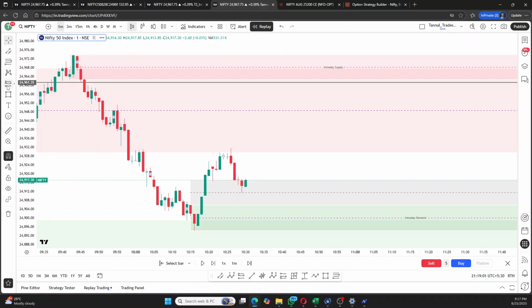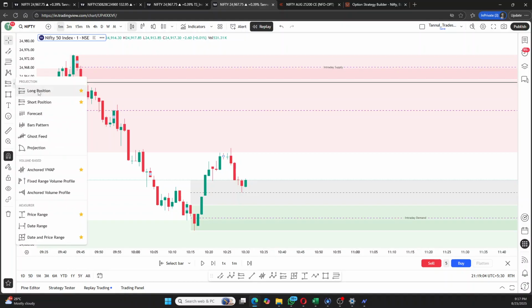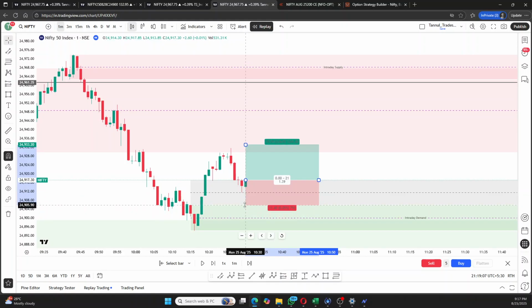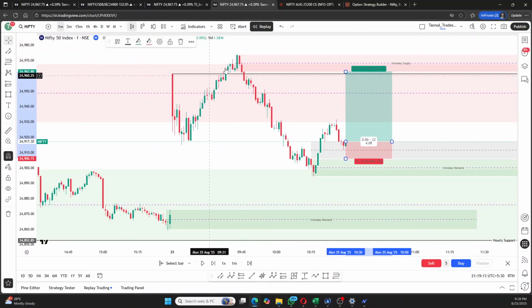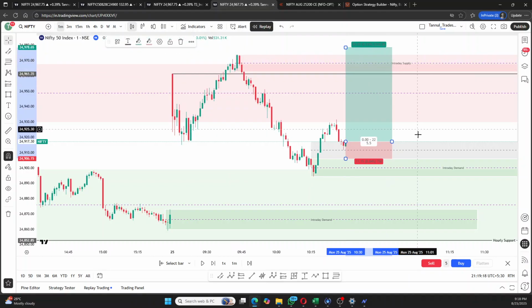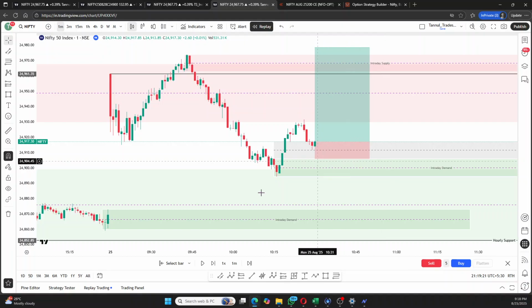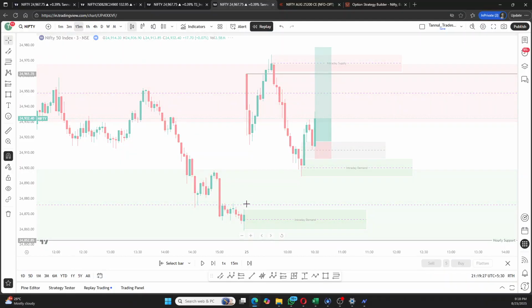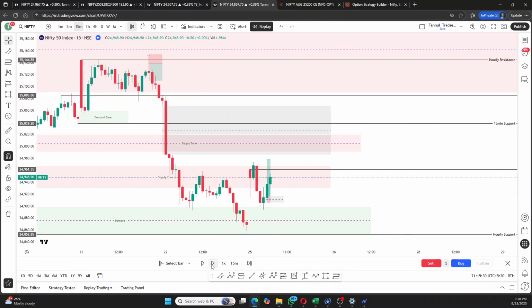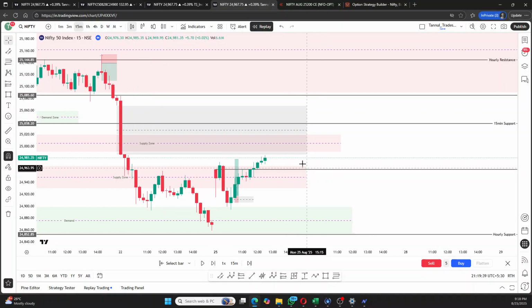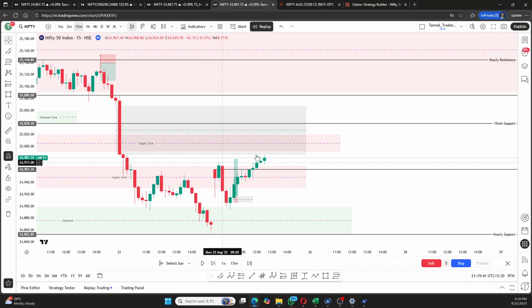Can we take a small trade, keeping this as our stop loss and targeting the... We have already seen this demand zone is violated, so we might as well see a breakout of this demand zone happening here. So the price has now made a new higher high.